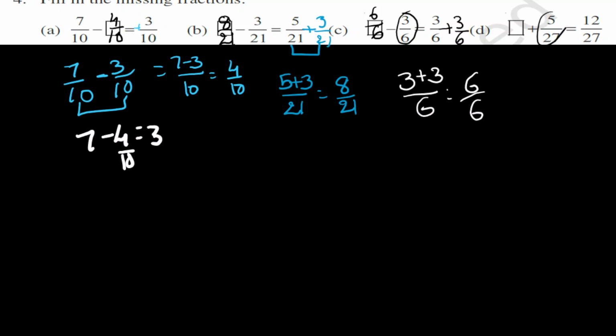And here if this 5 by 27 comes this side, here it is a plus sign, so it will become a minus sign here. These are like fractions, so we can directly subtract the numerators and write the denominator. So here it is nothing but 7 by 27. So we can write here 7 by 27.